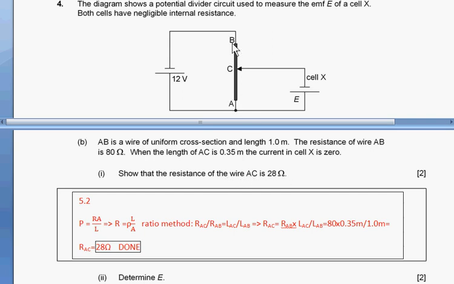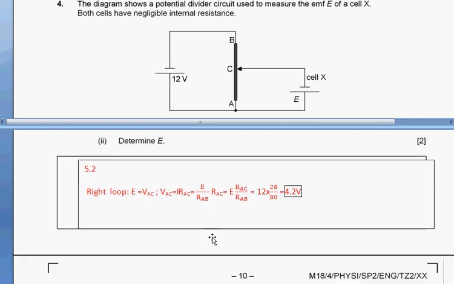So we have wire AB and part of this wire AC. From section 5.2 we have the formula for resistivity, which can be rearranged for the formula of resistance of a piece of wire with length L and cross section A. So then we take the ratio of two resistances, AC and AB, and they appear to be equal to the ratio of lengths. As a result, we rearrange this formula, solve it for resistance AC, and we get the answer 28 ohms. So this is what they wanted. Done. Determine E.